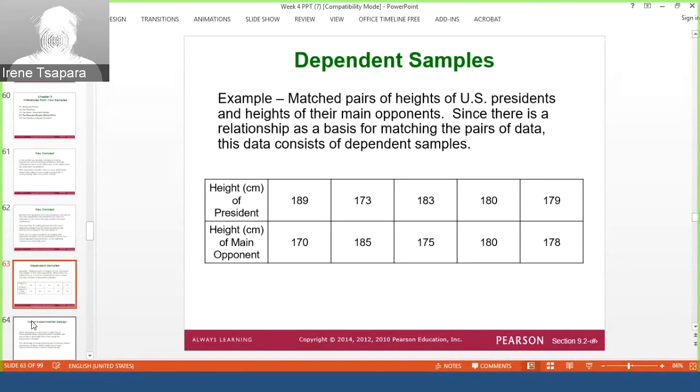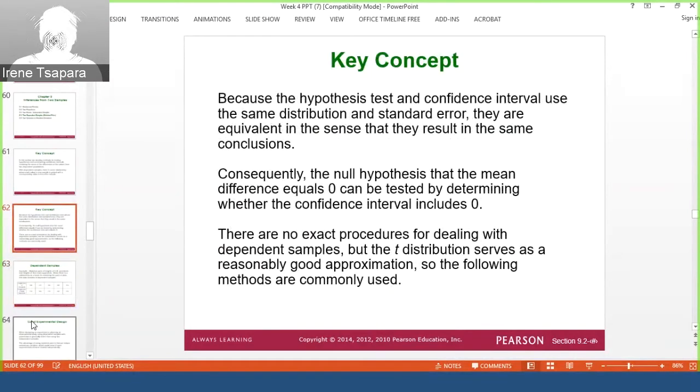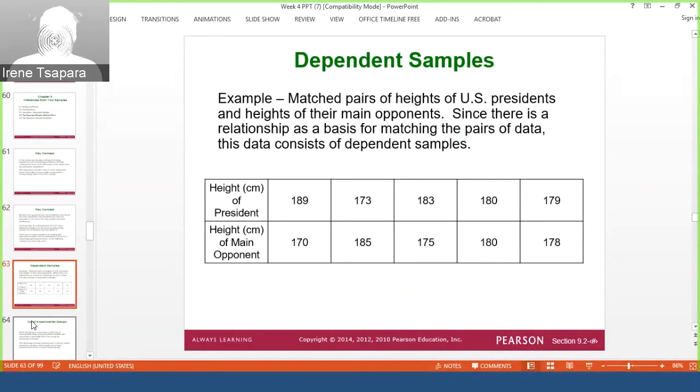What do we have? We have matched pairs here. We have matched pairs of heights of US presidents and heights of their main opponents. I'm pretty sure you have already heard about the claim that US presidents, the ones that are elected, are usually taller than their opponents. So we can test that by getting the height of the president and the height of the main opponent. Right here we have a very small sample, but let's look at it.